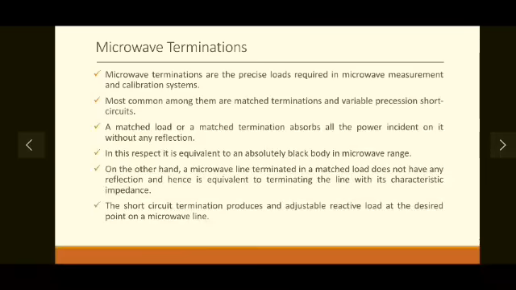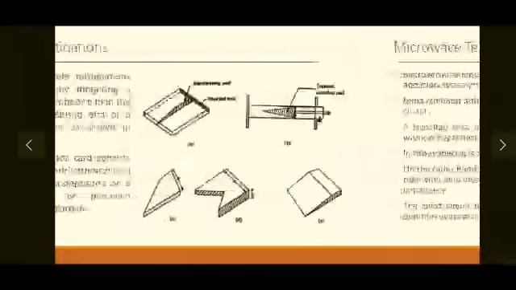Usually we use waveguides in microwave devices or microwave communication circuits, so it is a black body used for termination. On the other hand, if you are using transmission lines, then another transmission line is used at the termination, which is terminated in the characteristic impedance of the actual circuit. Okay, the short circuit termination produces an adjustable reactive load at the desired point in a microwave line. So let's see the two types.